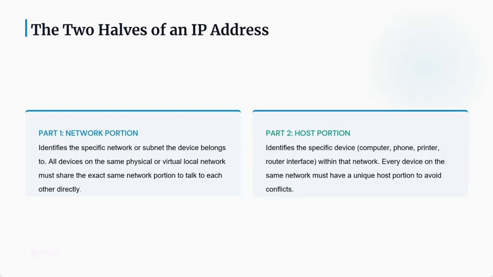An IP address isn't just a random string of numbers. It is always split into two functional halves. Part 1 is the network portion, which identifies the specific local network or subnet the device belongs to. All devices on the same local network must share this exact same portion to communicate directly. Part 2 is the host portion, which uniquely identifies the specific device, like a PC, phone, or router interface within that network. Every host on the same network must have a unique host portion to avoid IP conflicts.